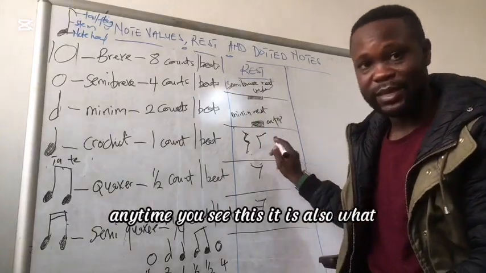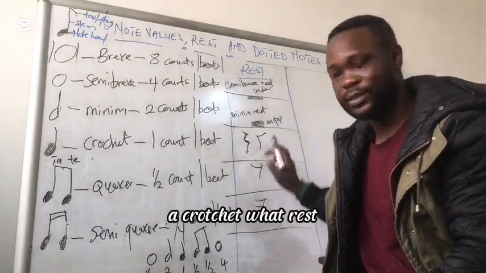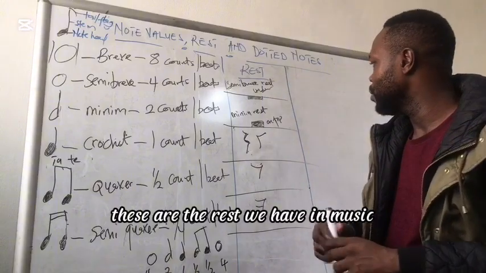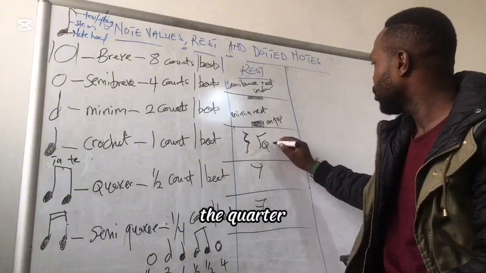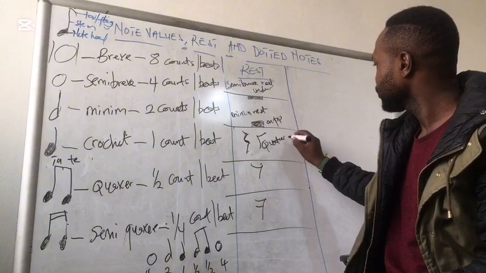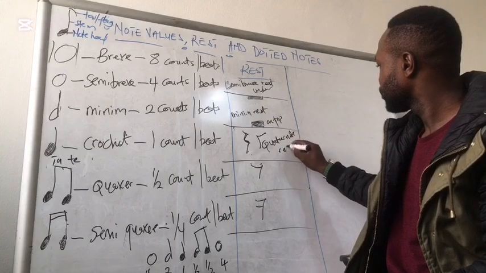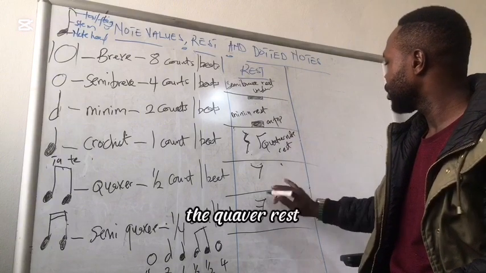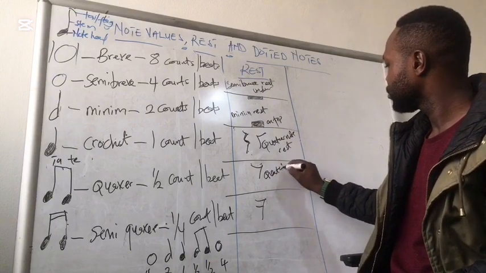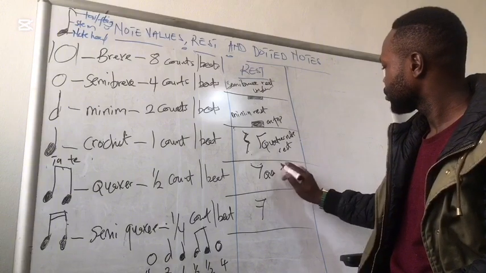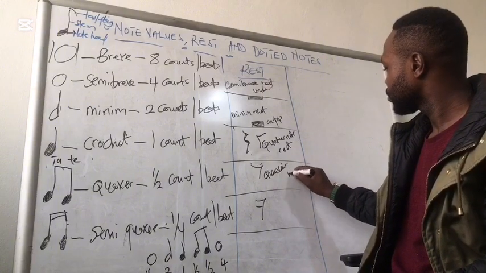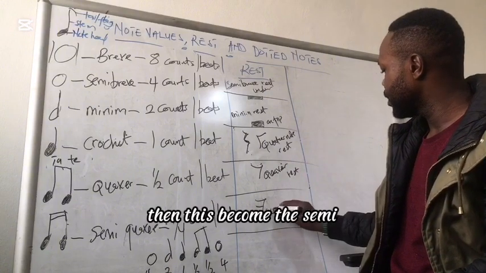Anytime you see this, it is also what? A crotchet rest. These are the rests we have in music. The quarter rest, the quaver rest, then this becomes the semiquaver rest.